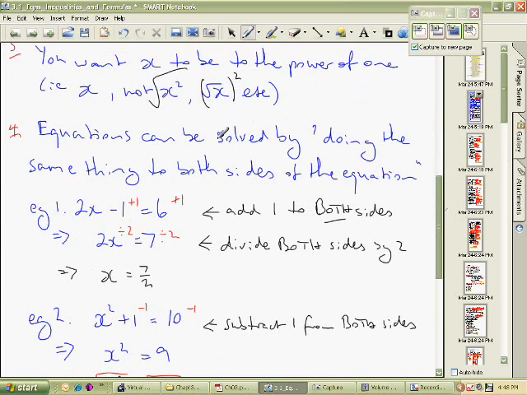Equations can be solved. A way of thinking about it is the doing the same thing to both sides of the equation type rule. So an example here with this equation, we want to get the x by itself, so we first of all start by adding 1 to both sides. That gets rid of that 1, moves the 1 over to this side. We then divide both sides by 2, and so on.